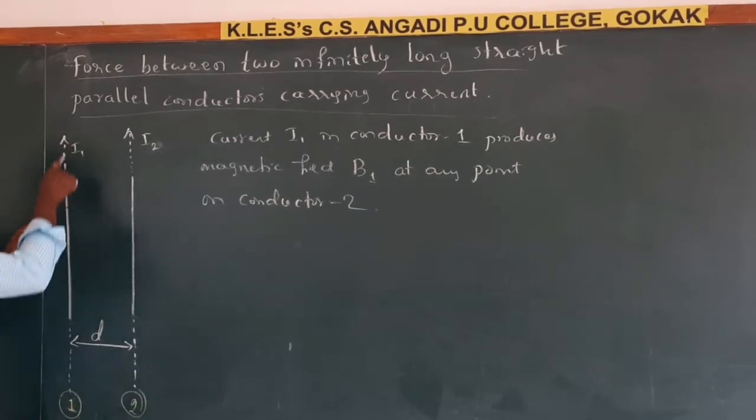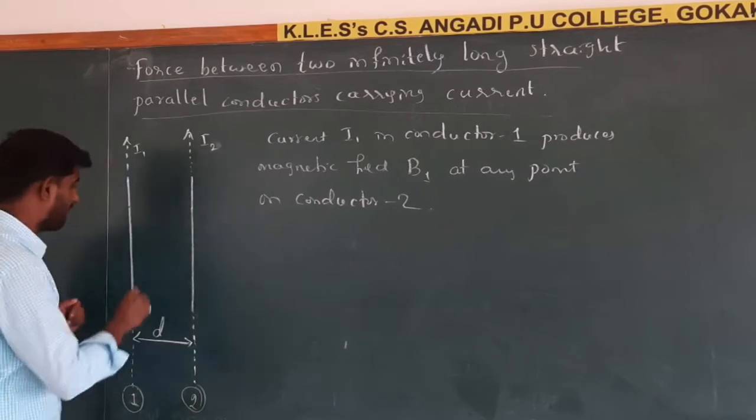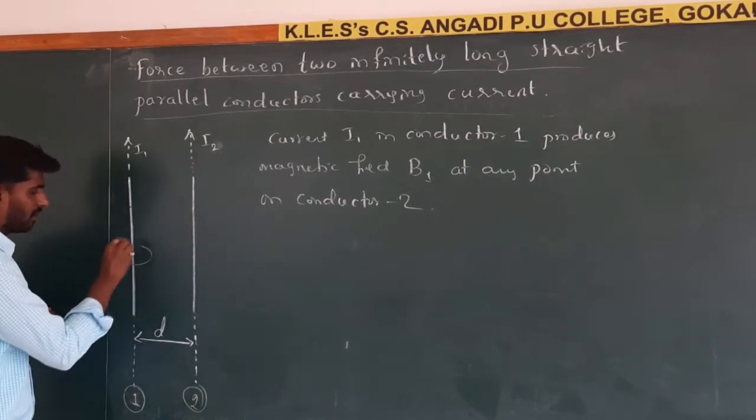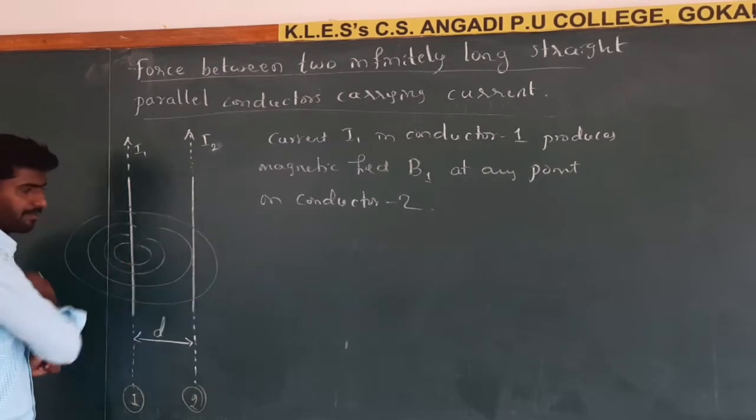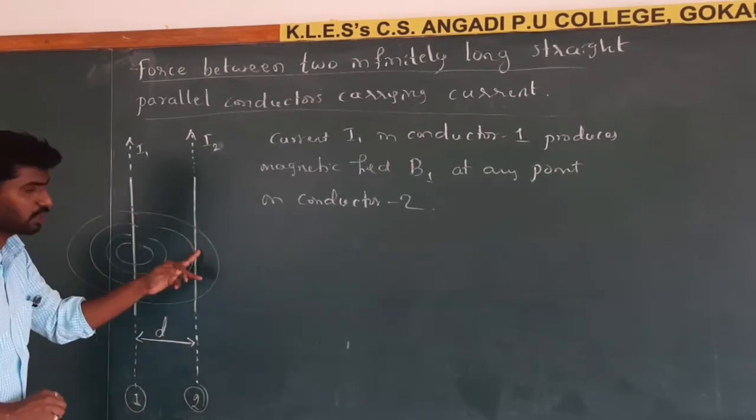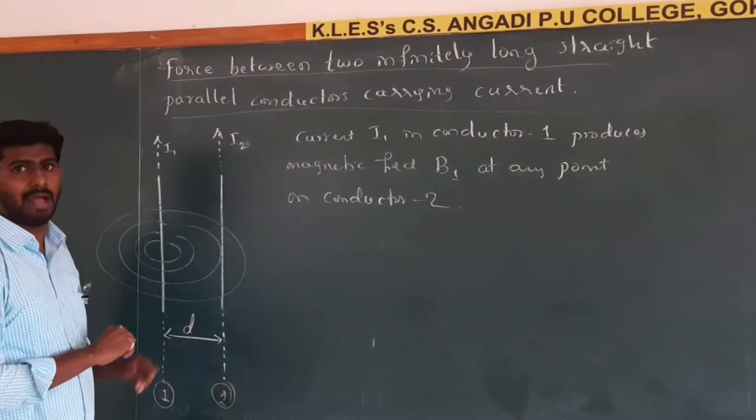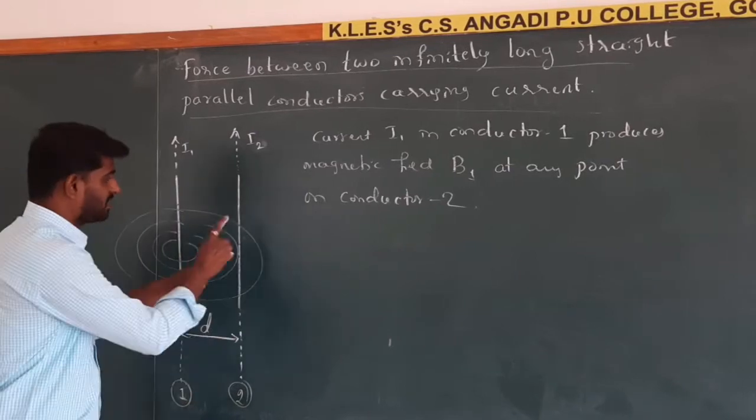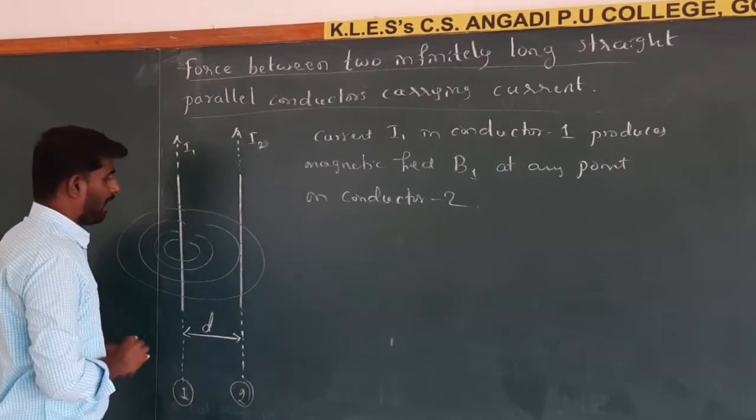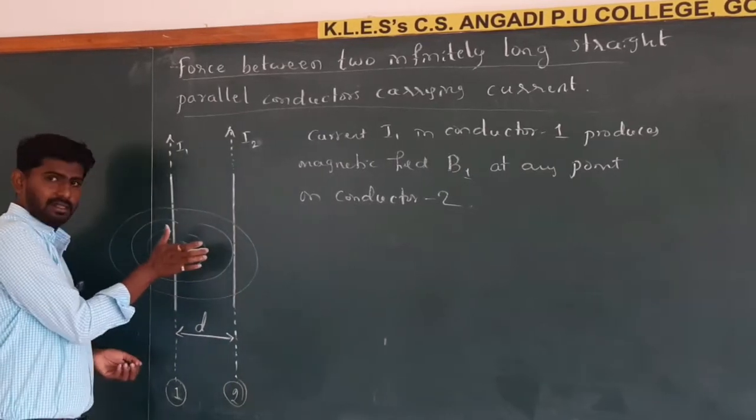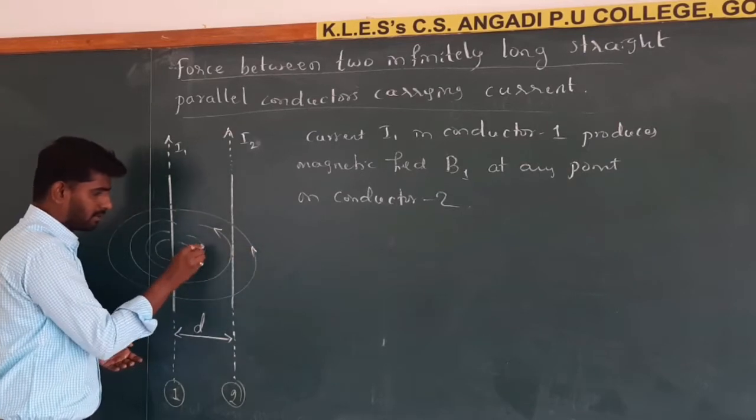See, what happens? The current in the first conductor starts producing a magnetic field. How is the magnetic field? Like this, or like this. So where is conductor 2? Conductor 2 is in the presence of the magnetic field. Where is this magnetic field produced from? It is produced by the first conductor. So what is the direction of this magnetic field? See here, the magnetic field is in the inward direction.